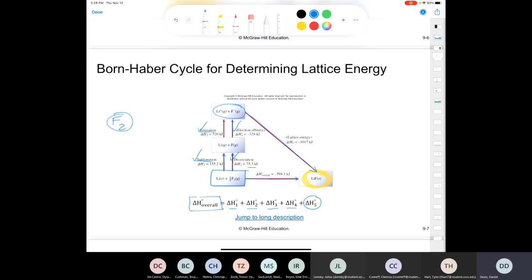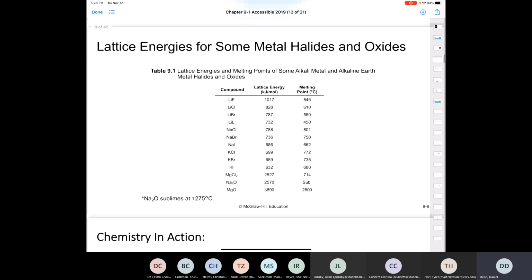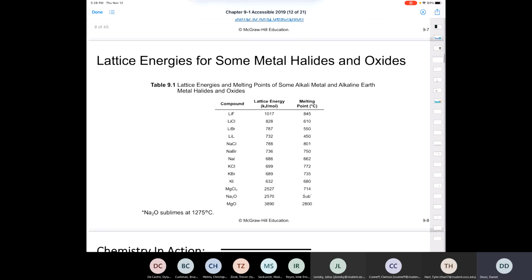Of course I could. We're going to look at an example later on where we apply the Born-Haber cycle for determining lattice energy. Before we do that, let's look at some lattice energies for some metal halides and oxides. All you need to know about this table is the trends. That's what's important here, are trends.